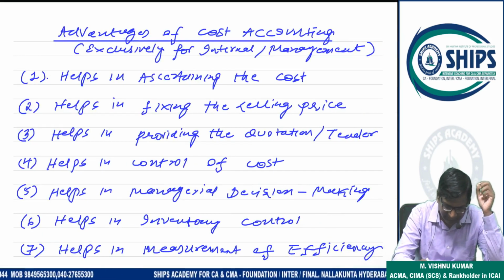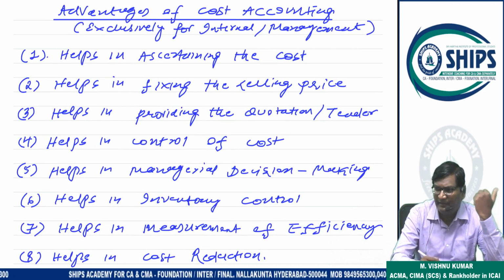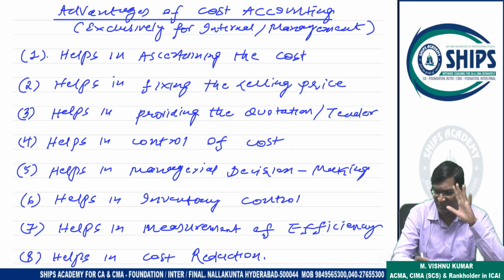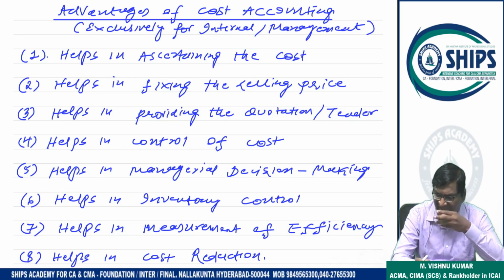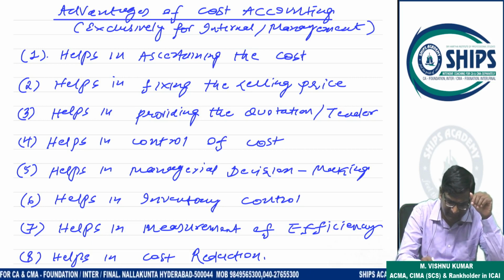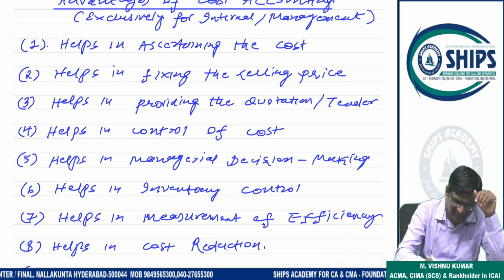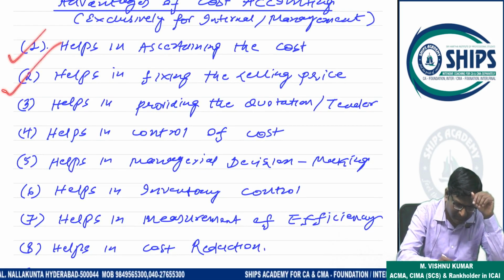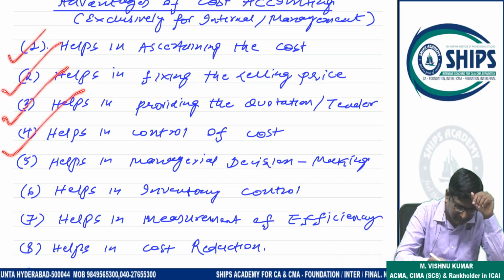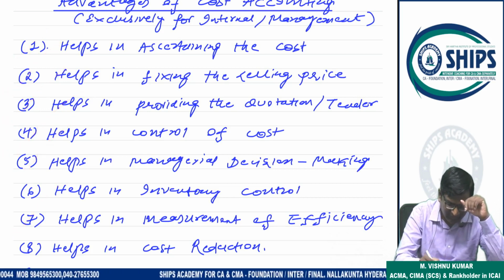Now advantages. Advantages of cost accounting. Some of the points we already covered will come here. Actually, in objectives you can write cost reduction also, no problem, because here also cost reduction will come. So it helps in ascertaining cost, fixing selling price, cost control, managerial decision making, cost reduction. These points we already covered. Now, what are the new points?